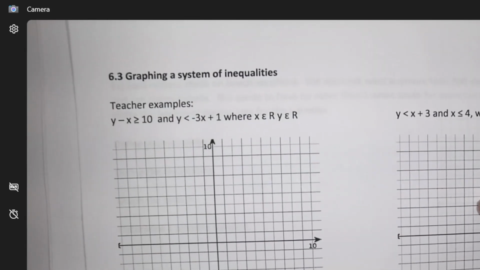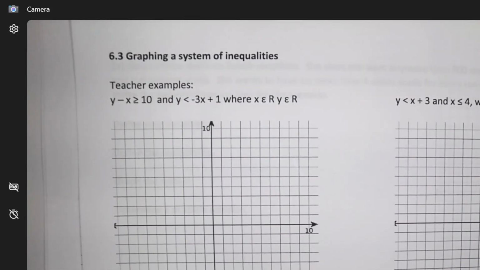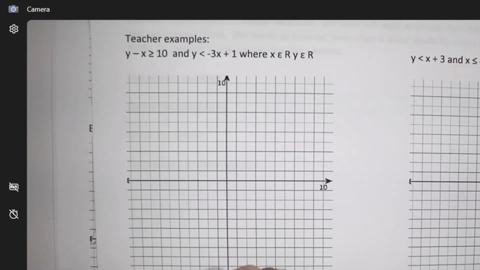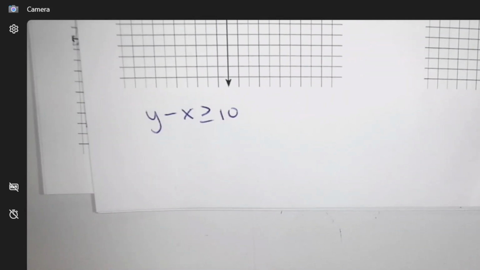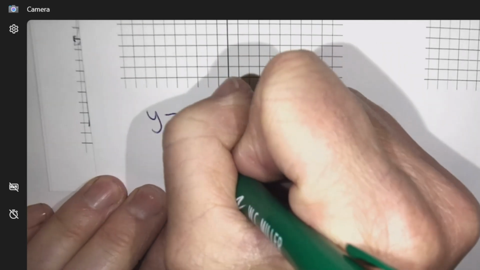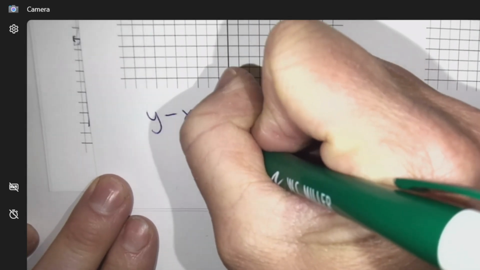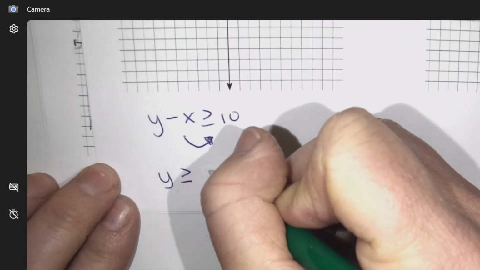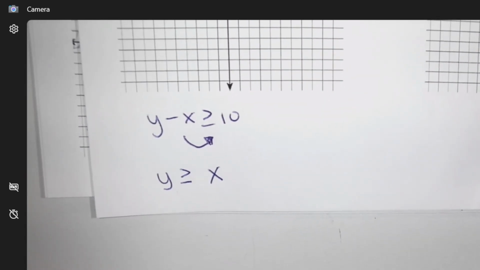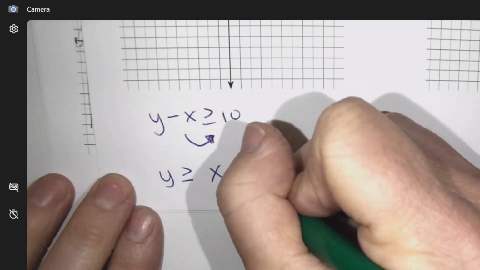Okay, we're going to continue graphing inequalities. This time we're just doing it as a system. Okay, so here's the deal. We have one equation like this. This is our first equation. I can't use my calculator because there's no y alone. So what are we going to do to get y alone? We're going to have to move the x over. So y is greater than or equal to, if I move the x over, it's positive, and there's still a 10.